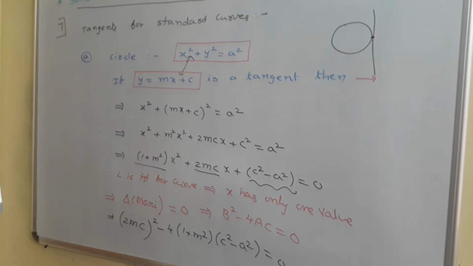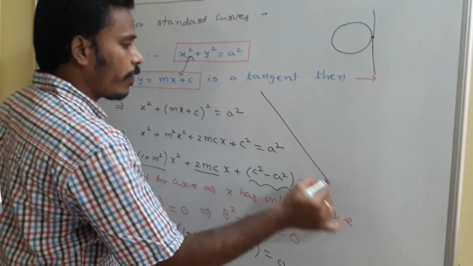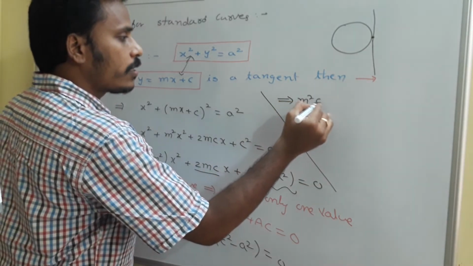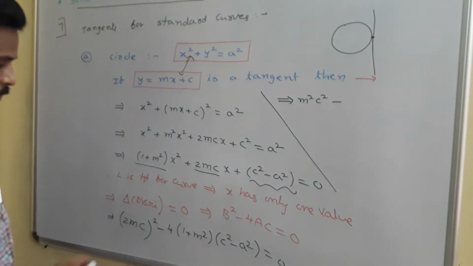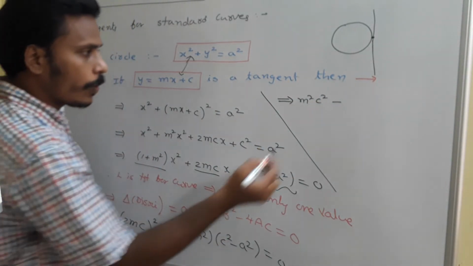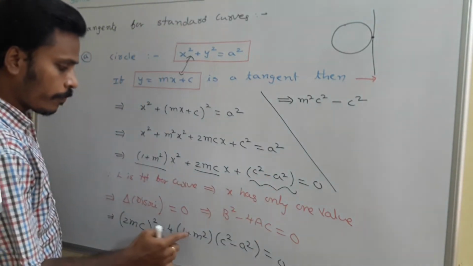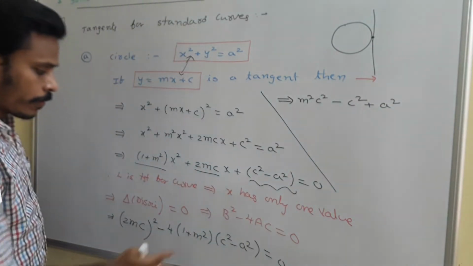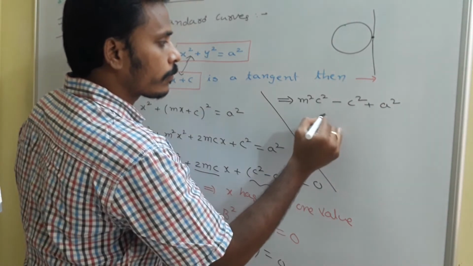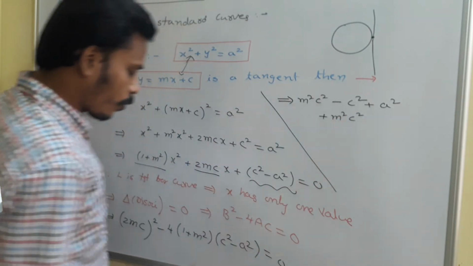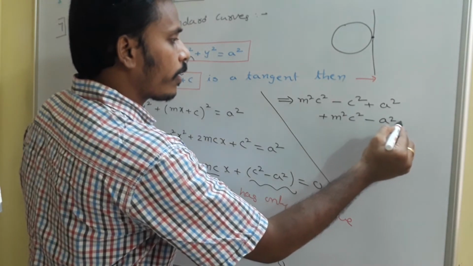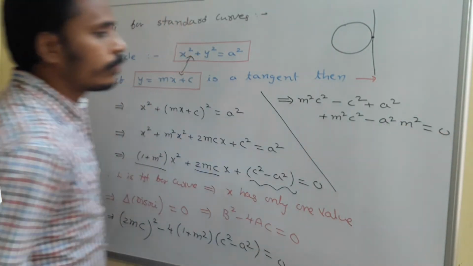Okay, 2 square is 4, and here again I have 4. 4 and 4 will get cancelled, and as a part of simplification, what will happen? That implies m square c square minus, and from here 1 into c square minus c square, 1 into minus a square, and this minus, plus a square plus m square into c square plus m square into c square, and then minus a square m square is equal to 0. Okay?